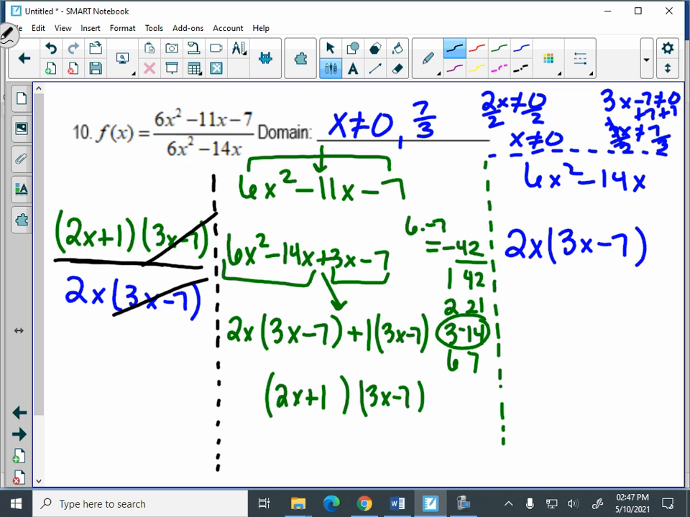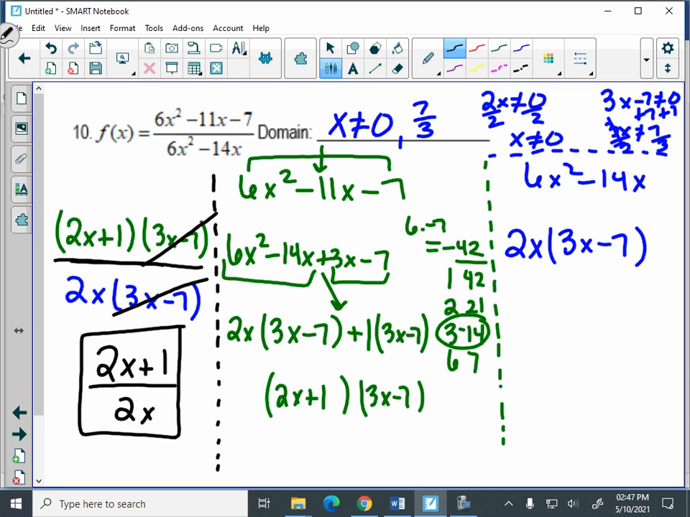These 2 parentheses cancel, so we're left with 2x plus 1 in the numerator and 2x in the denominator. The 2's don't cancel because they have to be identical, right? We have to have a 2x plus 1 for them to cancel. So we just leave it.